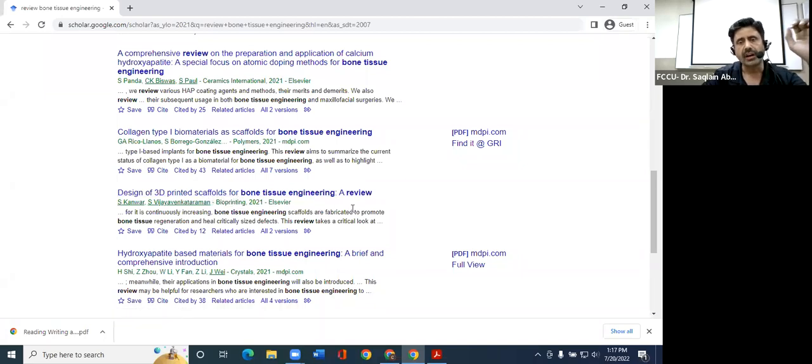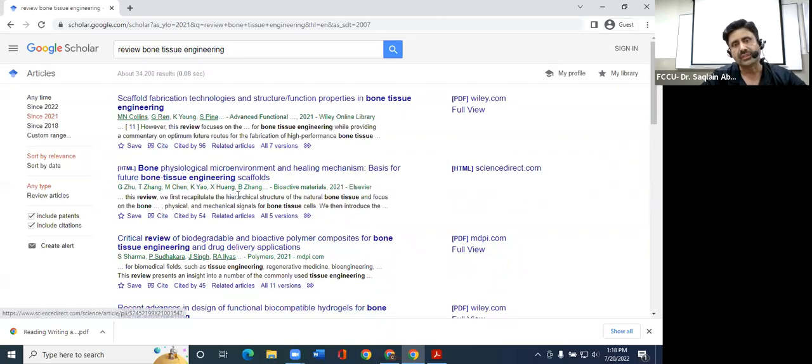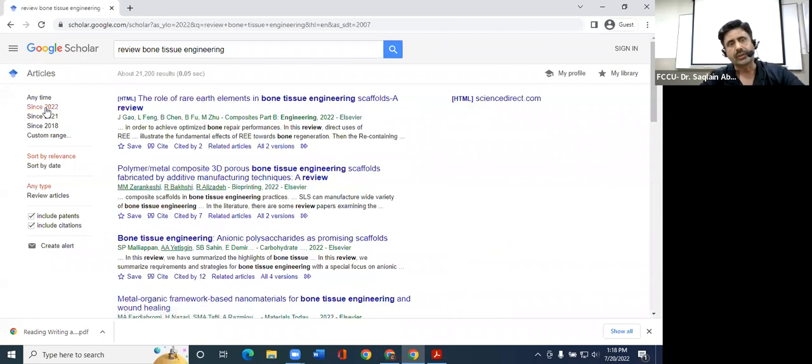engineering, a review. So review articles actually give you an overview of the entire developments that have been taking place since the inception of this field, since the beginning of the field to the modern day. So this is a very good beginning for those students who have absolutely no idea what they are going to do. This is a very good starting point. You can further make it more recent by clicking on since 2022, and now again, like this is a paper, the role of rare earth elements in bone tissue engineering scaffolds. It's a review article. This is another review article, polymer metal composites, 3D porous. So then bone tissue engineering, this is also a review article.